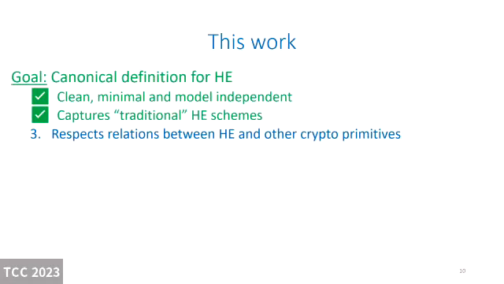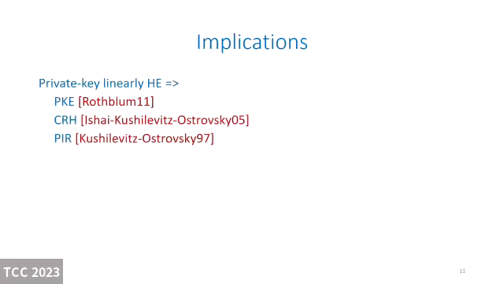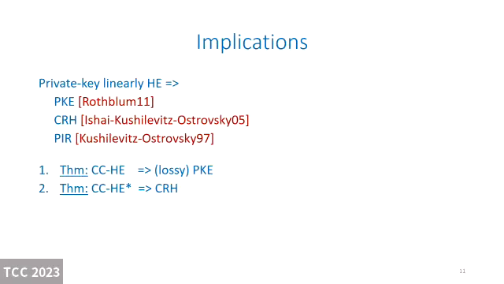Okay, so the next natural question is whether the definition respects the relations between HE and other cryptographic primitives. So we know that linear HE implies public key encryption, collision-resistant hashing, and private information retrieval. And in the paper, we indeed show that CCHE also implies PKE, or moreover, lossy PKE, reproducing the result by Rothblum. And assuming additional natural requirements, it also implies CRH, reproducing the result by Shah et al.